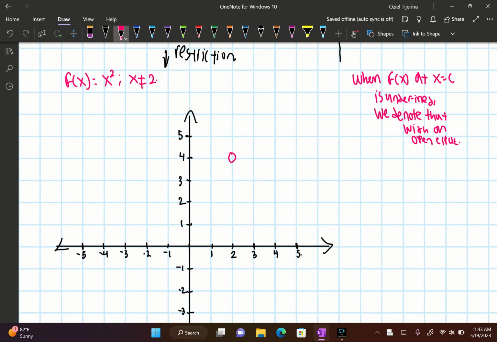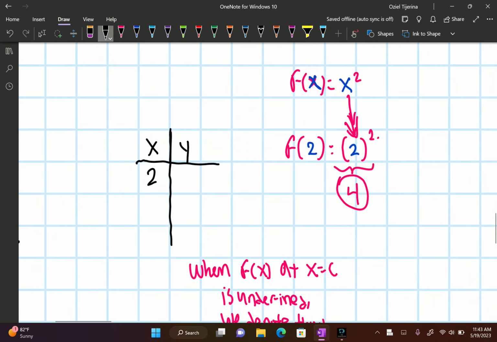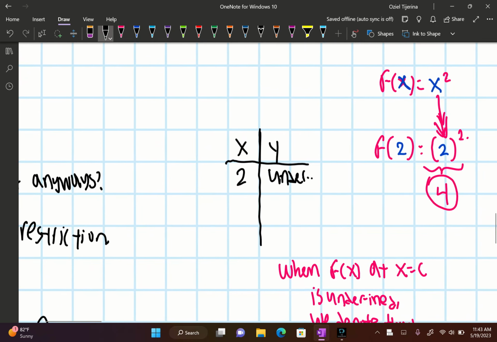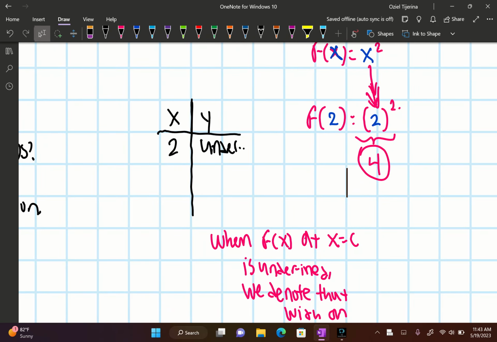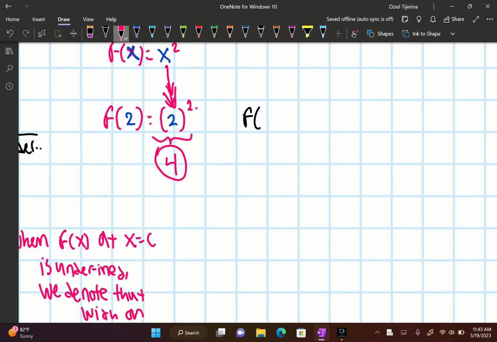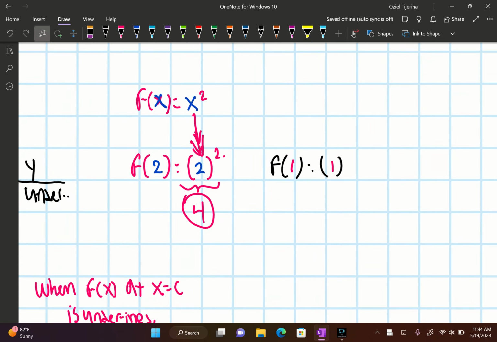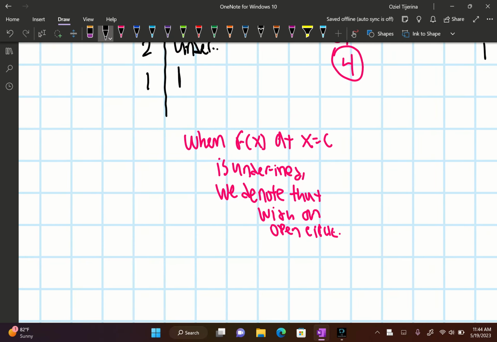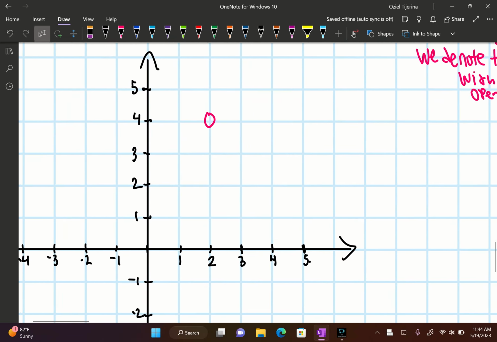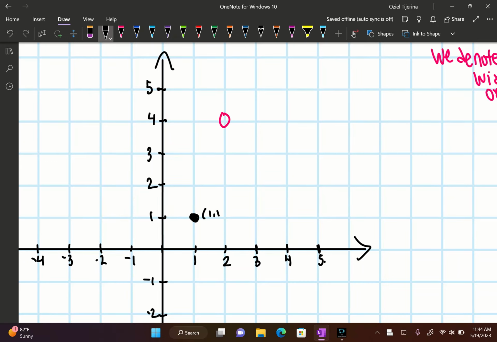Now for the rest of them, we would say this is undefined because it's not defined there. Even though we know there's an open circle at 4, it's still undefined because f of 2 does not exist. Now, at x equals 1, when I plug that in, f of 1 is the quantity 1 squared, which gives me 1. So we're going to put a point at (1, 1) and denote that right there.